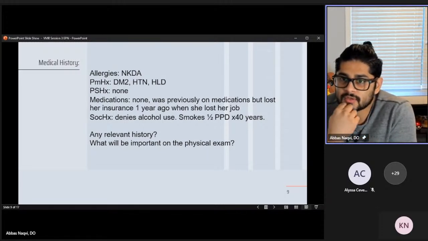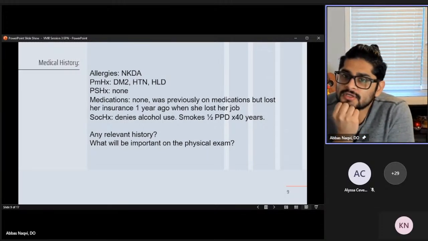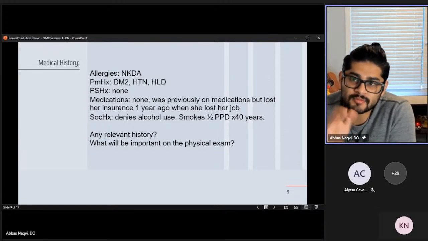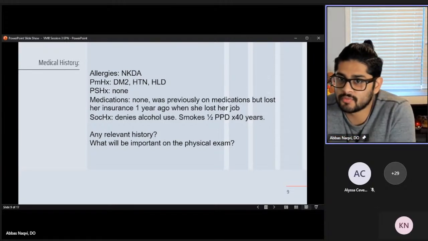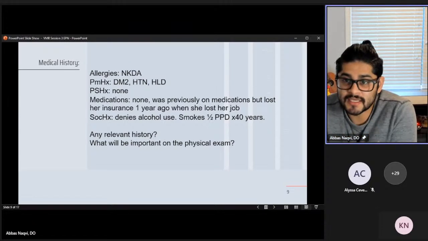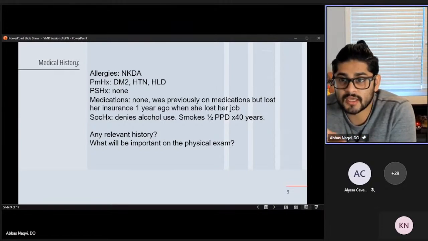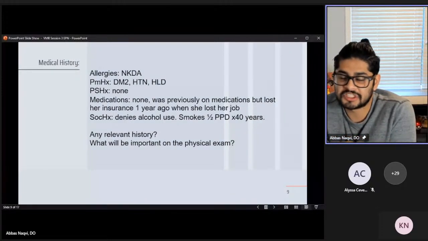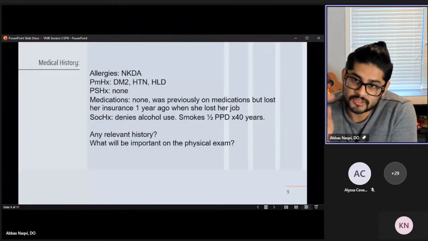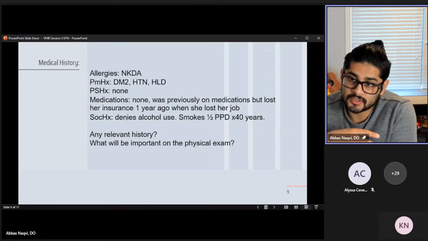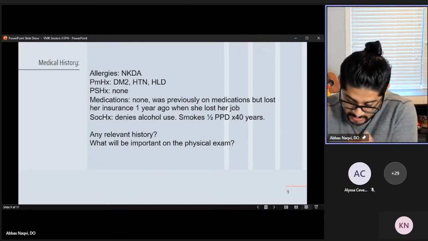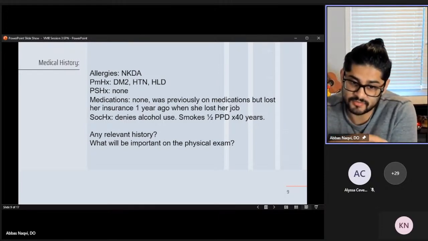So this is her medical history, right? She has no known allergies. She has type 2 diabetes, hypertension, hyperlipidemia, no past surgeries. She's not taking any medications. She was on medications previously. We don't know what meds they are. She doesn't really have any records with us, but she lost her insurance a year ago, and when she lost her job. So she lost her job, she lost her insurance. She has not filled any medications over the last year.